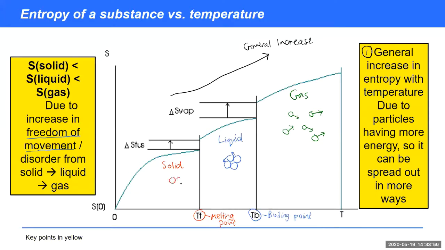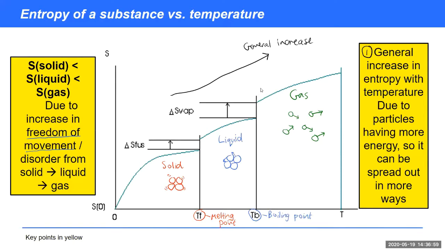In the solid, everything's very ordered in a lattice, and all things are doing is just vibrating a bit. So solid, less freedom of movement, very ordered, low entropy. Liquid, a bit more freedom of movement, a bit less ordered, higher entropy. And gas, lots of freedom of movement, lots of disorder, lots of entropy. Lovely, right, we'll move on.